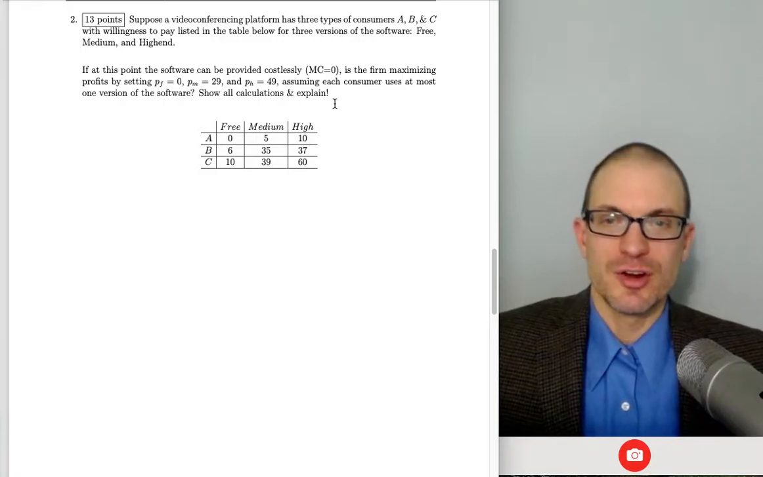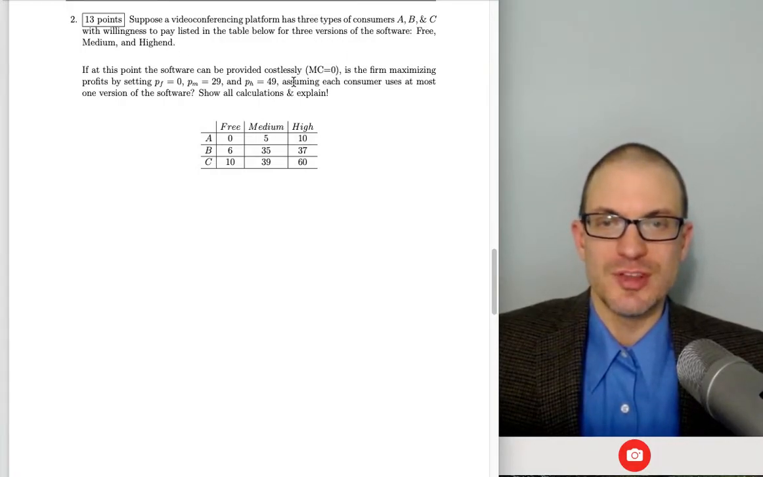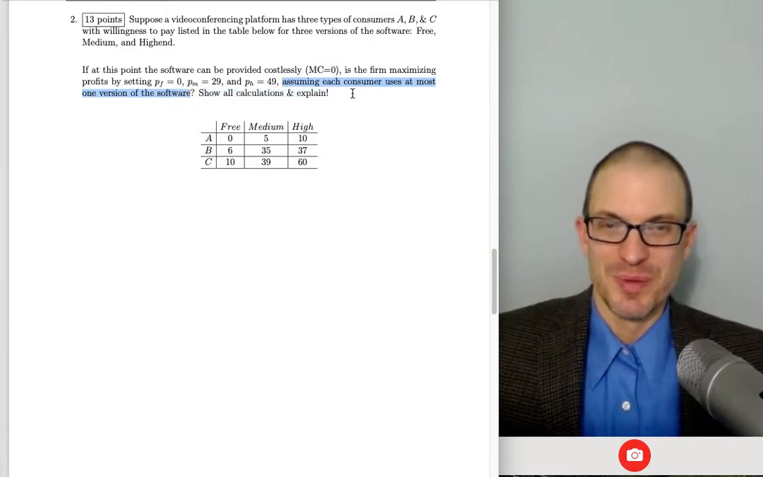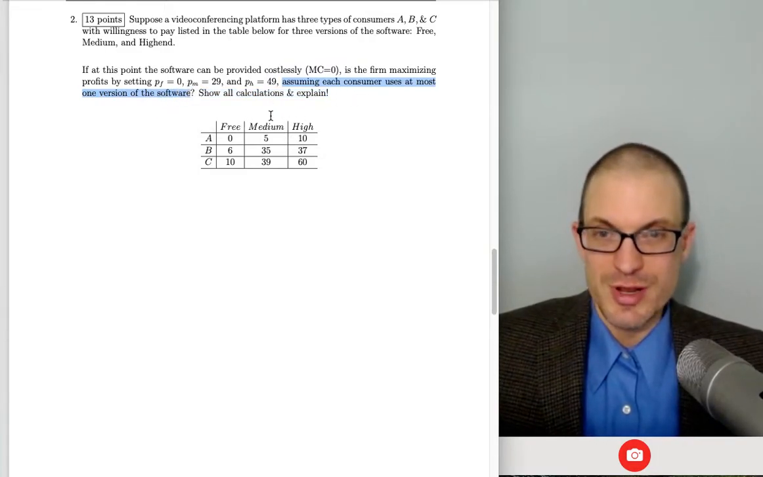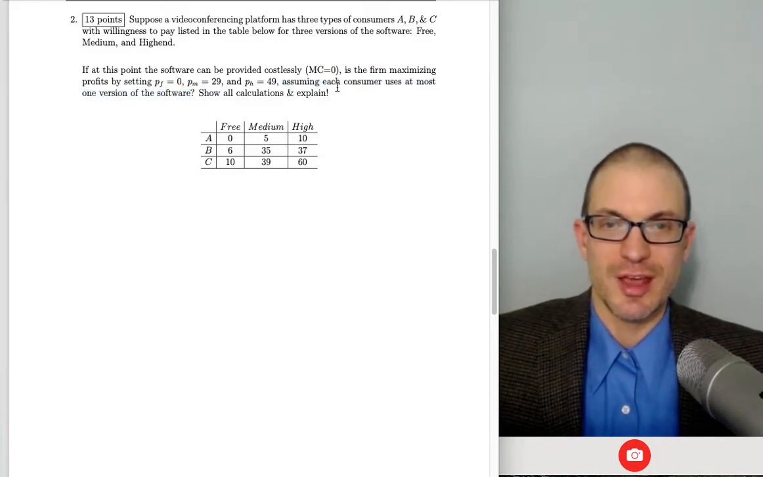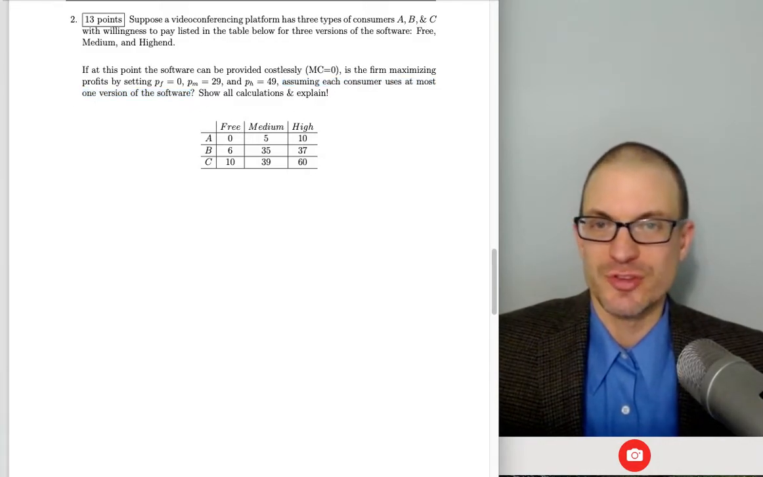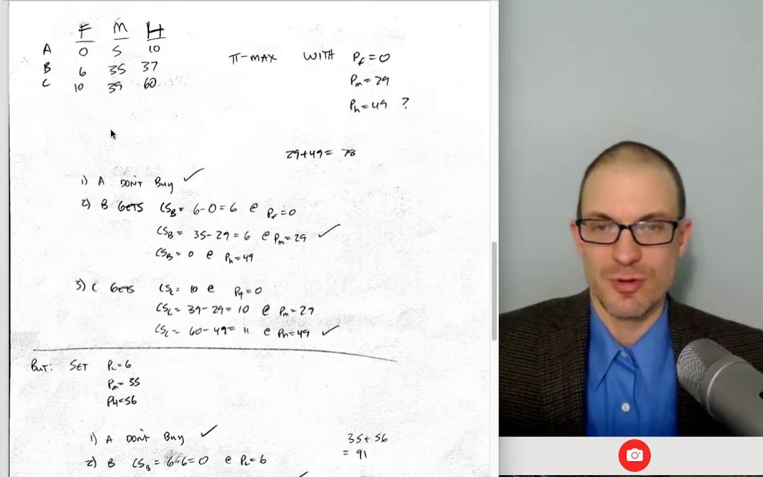Well, this is a second degree price discrimination question, right? Because each consumer uses at most one version of software. It's not bundling, because with bundling you'd use potentially all three. But because I've said they use at most one version of the software, it's not bundling. It's a second degree price discrimination question.